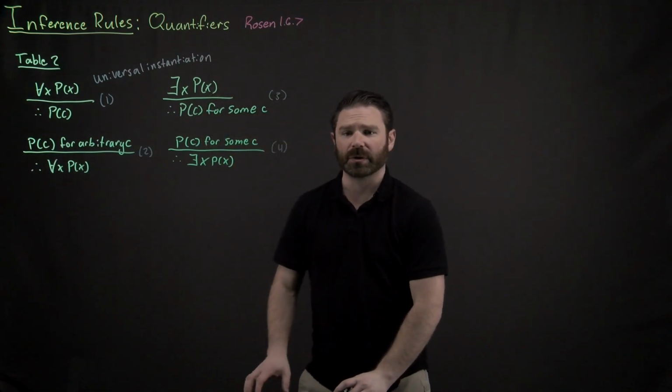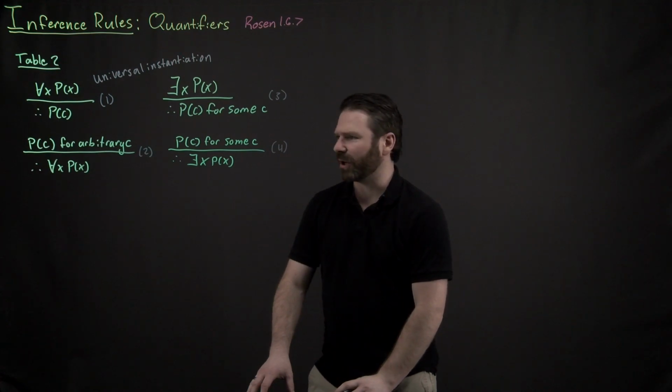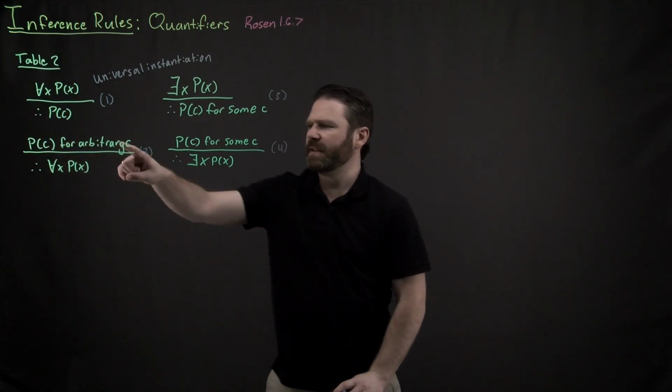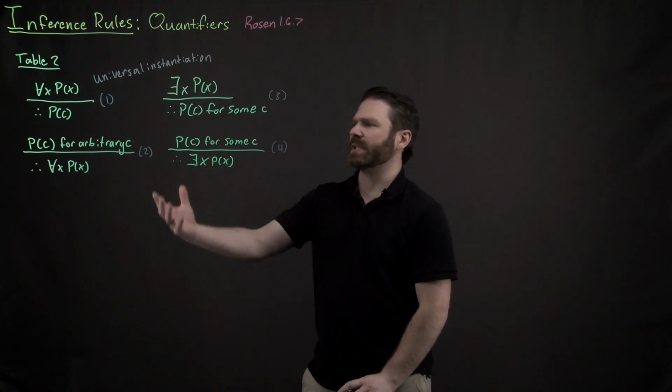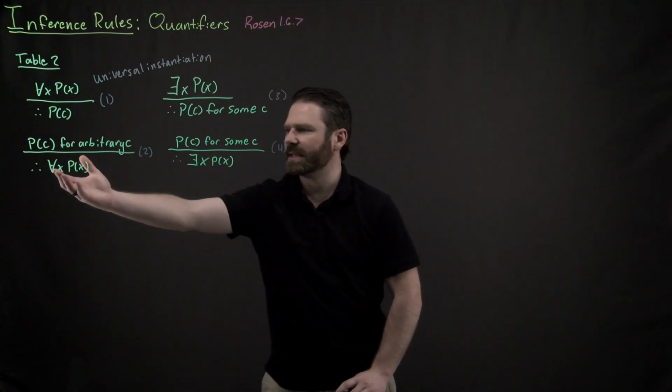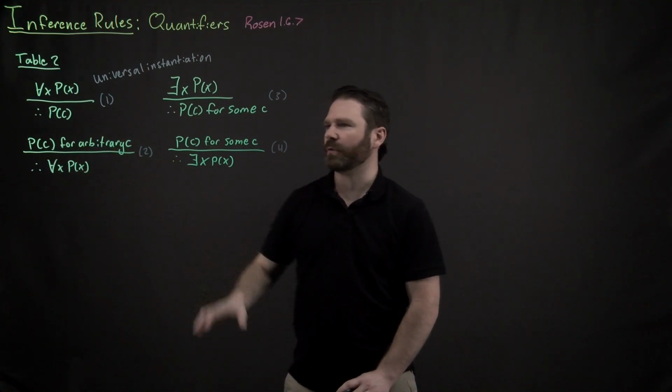And if we go through all the rest of these, and you think about them for just half a second, you'll notice that these are all by definition, right? So if p of c for arbitrary c, well, that's all c. That just means that for every x, p of x. So this here is going to be a valid inference rule.